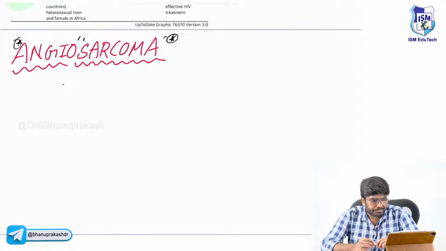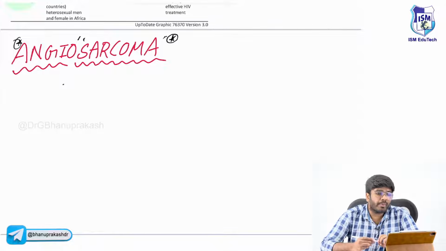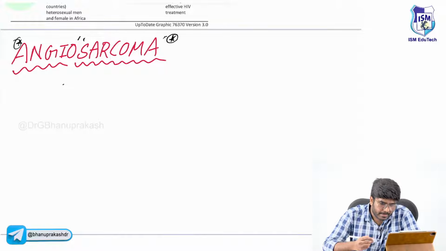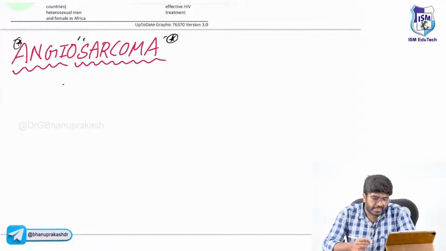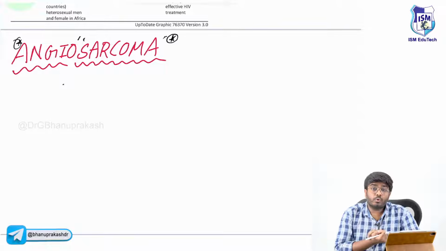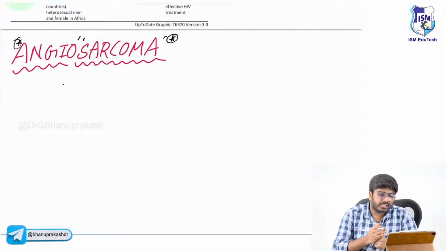Now, can you guys tell me, angiosarcoma, who will get this? HIV patients, immunocompromised patients? Which patients are at risk of developing angiosarcoma? Come on. Any idea? Those people who are exposed to certain chemicals, arsenic, sir, arsenic. Okay, arsenic poisoning, polyvinyl chloride exposure.